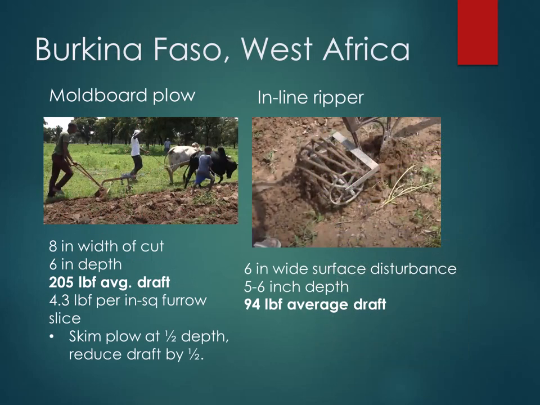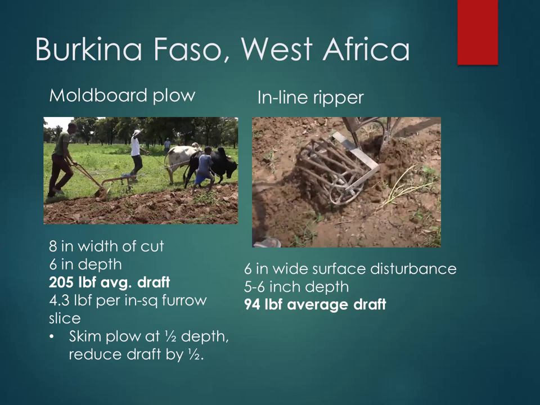In Burkina Faso, plowing is a physically demanding task for draft animals. It comes at the end of the dry season after forage has been in short supply and the animals are in poor physical condition. The local cattle are small compared to northern breeds, usually less than 1,000 pounds.